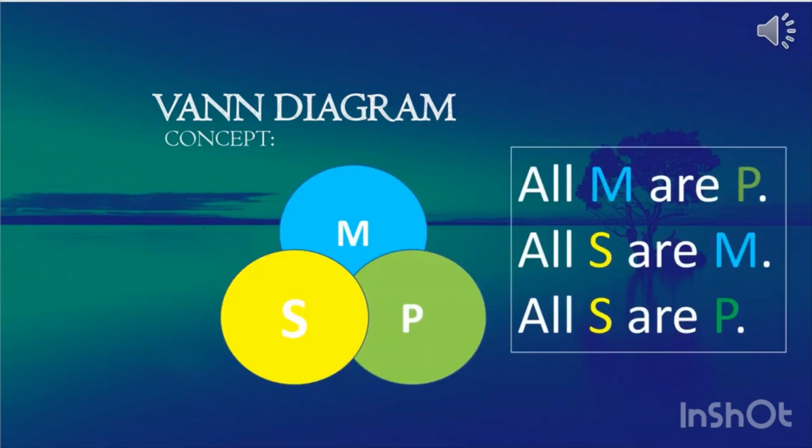Now let's add the middle term also to the subject and predicate. As we can see, all M are P and all S are M. And in conclusion, all S are P in the end. This is the simplest way I can make you understand this Venn diagram. And if you still don't understand this Venn diagram, let me know. I will teach you live how this Venn diagram works.